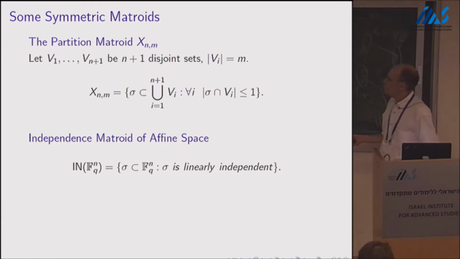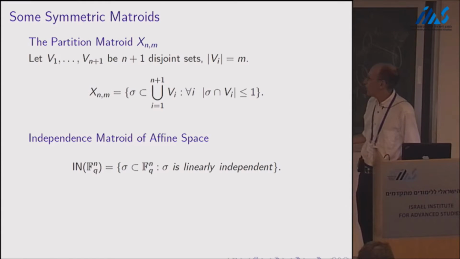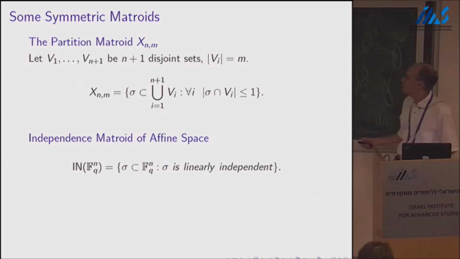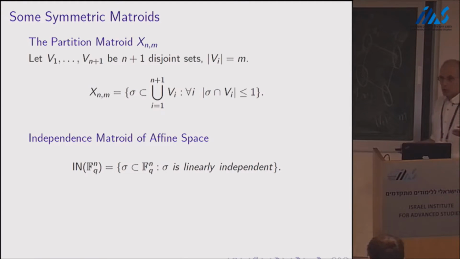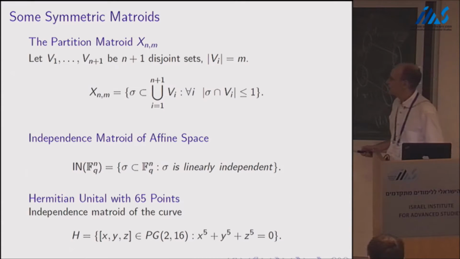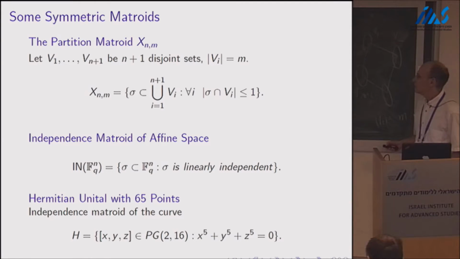Another example is if you take a finite vector space and you take all linearly independent subsets of it, then it also will be trivially symmetric. But there are also interesting examples like this. This is particularly interesting because it's very non-intuitive. If you take a Hermitian unital with 65 points, so this is the set, and you take the independence matroid of this, it will also be symmetric.